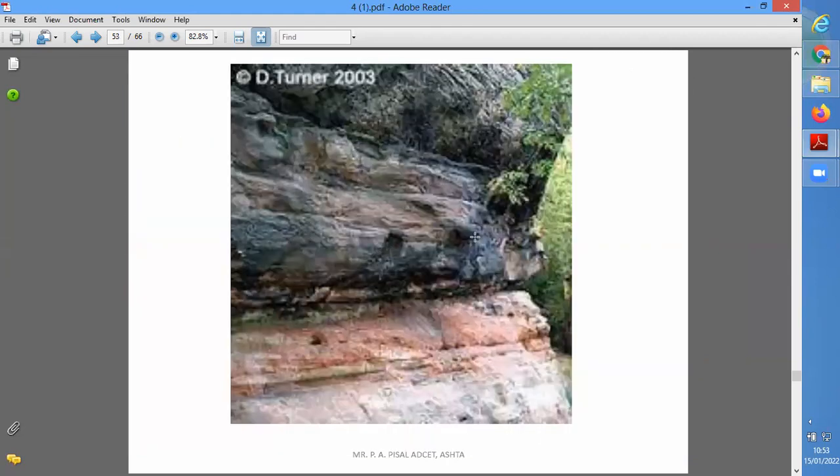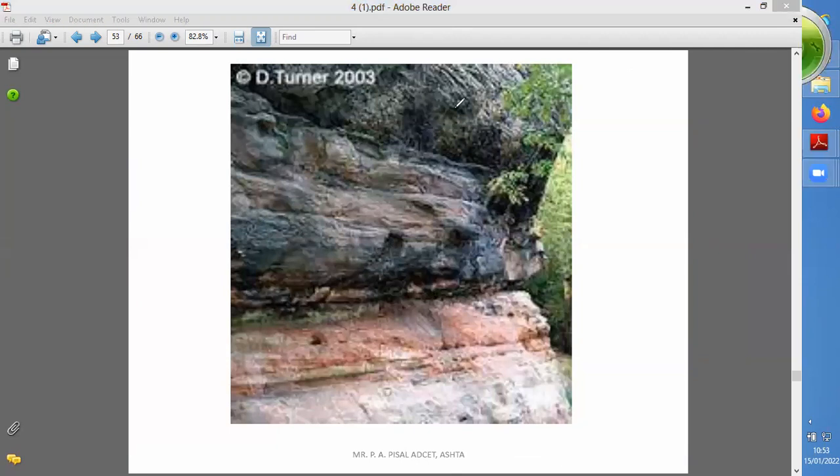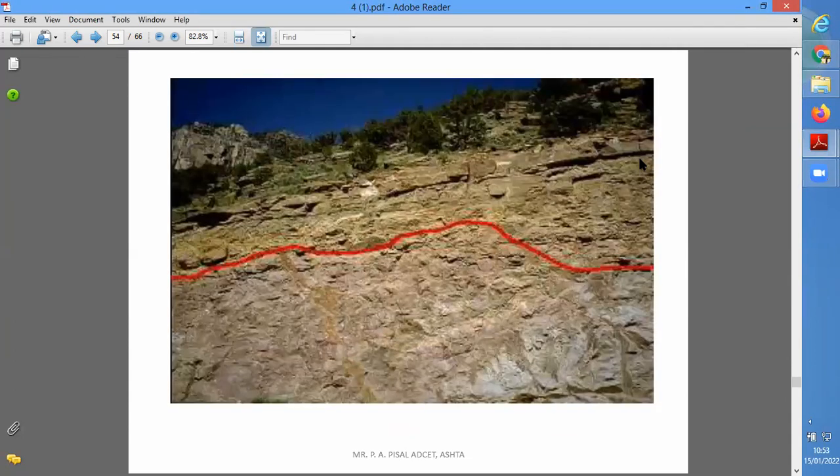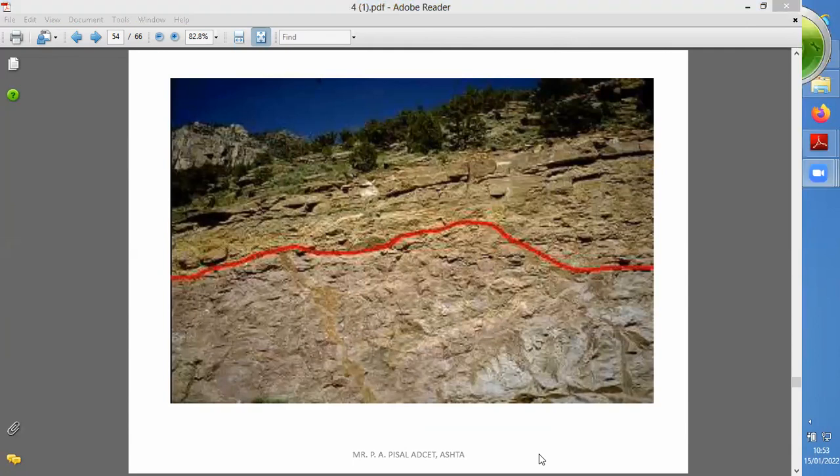Okay, now look here, what is the type of unconformity here? This is the unconformity. Okay, now here when you look, the top rocks are horizontal and bottom rocks are also horizontal. So which is the type of unconformity? It is the disconformity type. Okay, now look here, the area which is marked with the red color indicates the unconformity area.